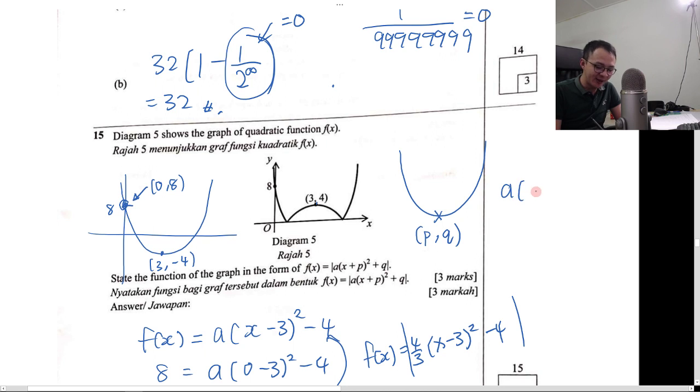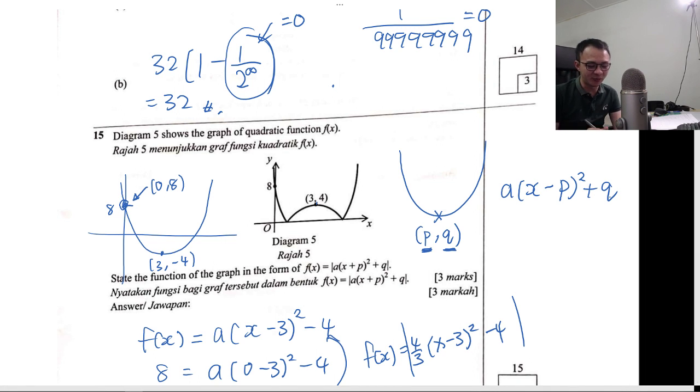It should be a(x minus p) squared plus q. This is the minimum x value, p. Here you need to write minus p, squared. And then this is the minimum y value, so just plus the minimum y value. This is the pattern of the completed square.